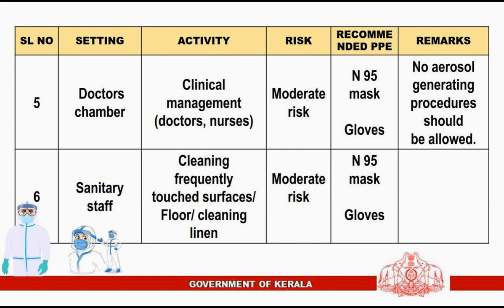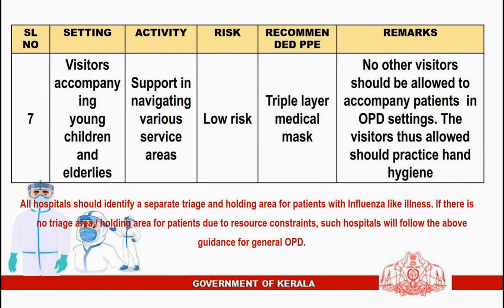and glove. The housekeeping staff has a moderate risk of exposure while they are cleaning the frequently touched surfaces or other housekeeping activities, and they must use N95 mask and glove. Visitors who are accompanying children and elderly have a low risk of exposure. The visitors must maintain a distance of 1 meter and should practice frequent hand hygiene and must wear 3-layer mask. No other visitors should be permitted to enter the outpatient department.